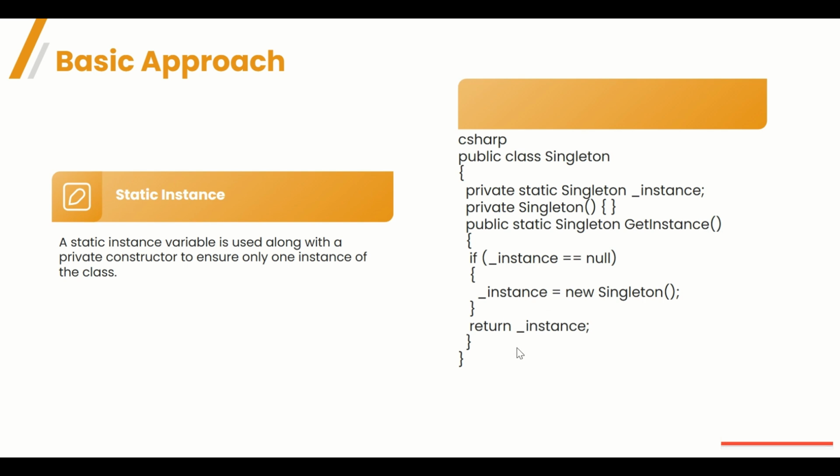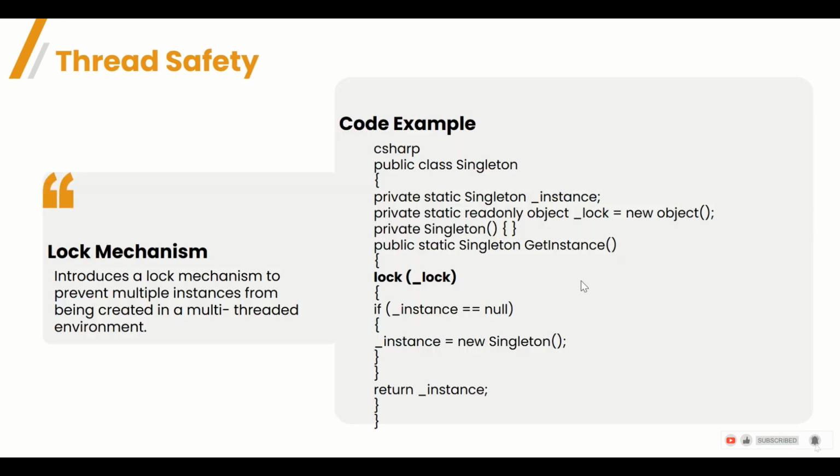Just imagine that there are two threads calling this get instance, and they might just happen to create two different instances. So what we do is we make use of a lock. Here, the lock will ensure that it prevents multiple instances from being created in a multi-threaded environment. So that's how lock helps us here.